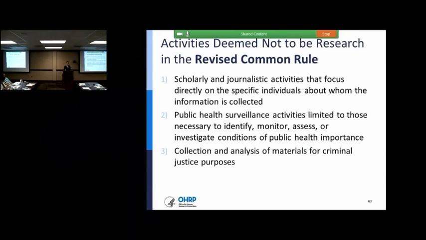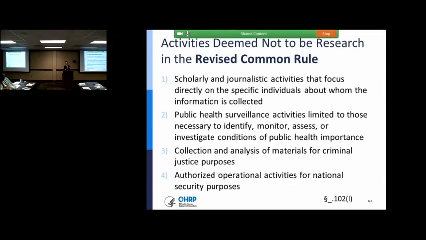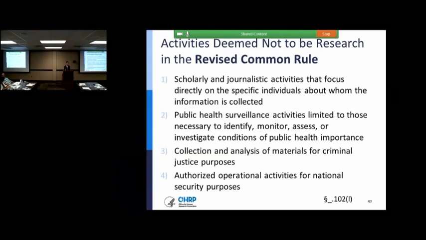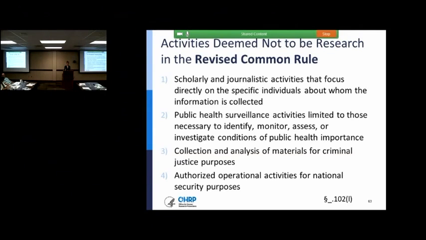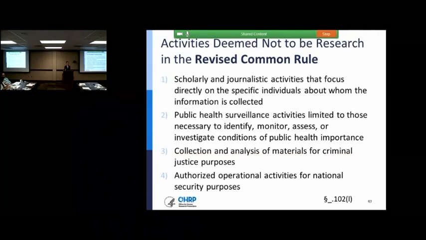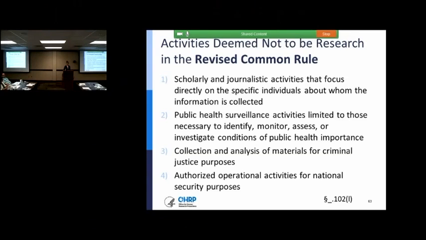The third is collection and analysis of materials for criminal justice purposes. This is actually not something that HHS deals a whole lot with, and the same with the fourth, which is authorized operational activities for national security purposes. These are features of the common rule, right? As we know, the common rule has been codified by multiple agencies, and for some of them these different carve-outs might be much more relevant, but for our discussion, we're going to focus on just the first two.